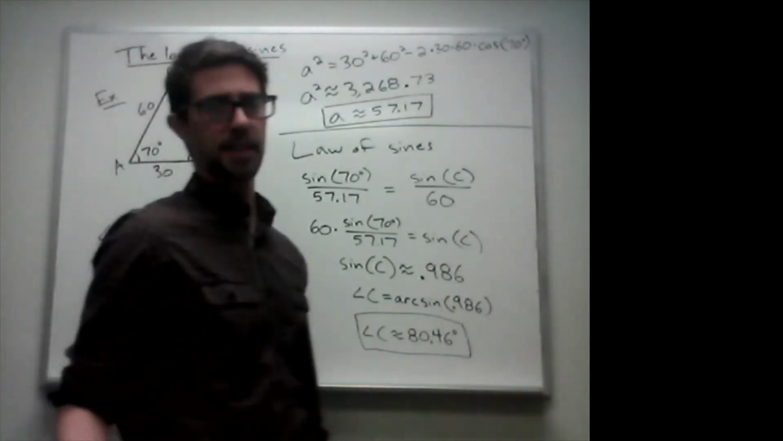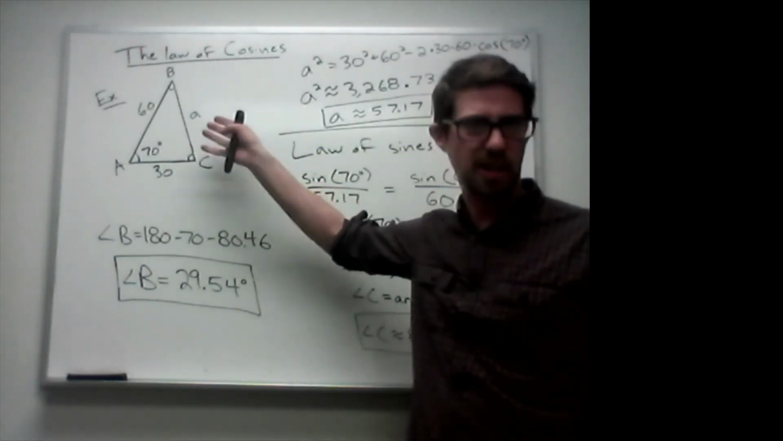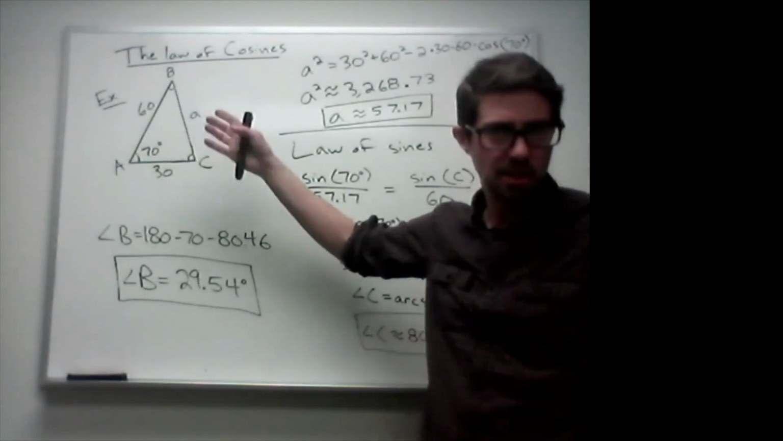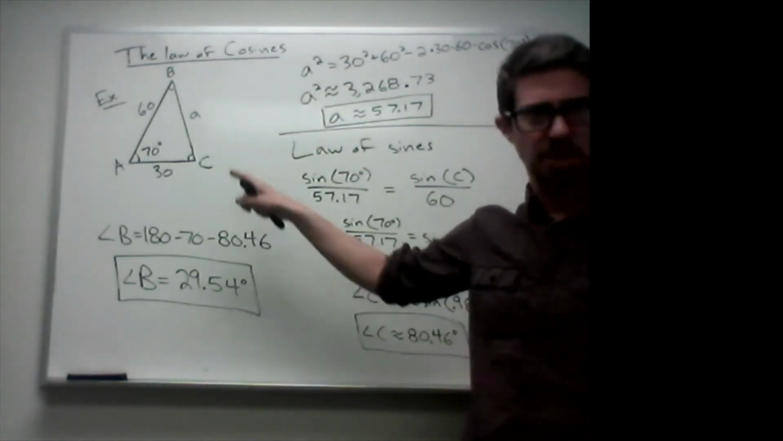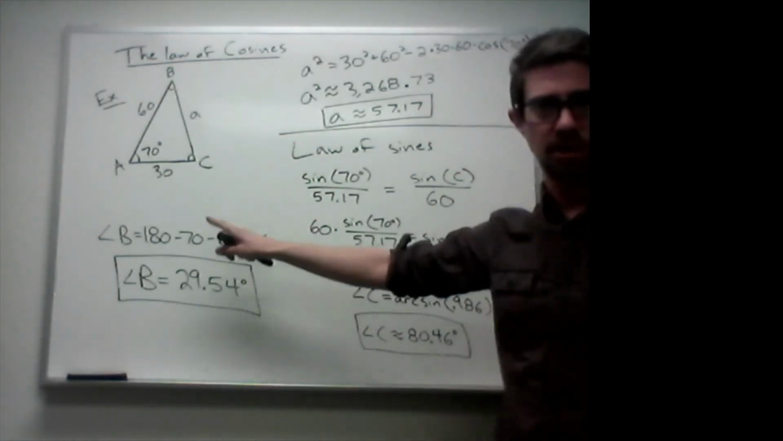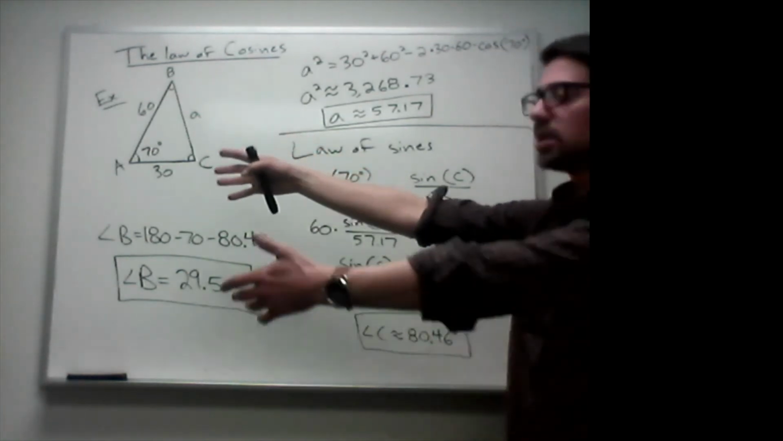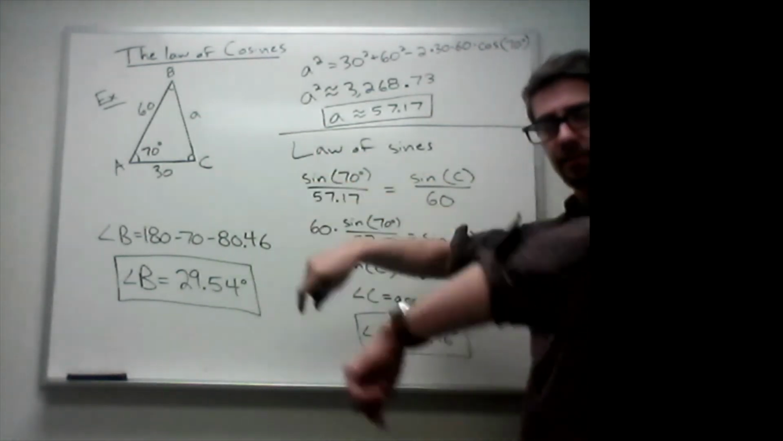All right, often on a test or something, I'll give you the basic triangle, and then I'll ask you, hey, just label the stuff once you find it. So I don't want to mess up our picture too much. You would just label this angle 29.54, you would label this angle 80.46, and you label this side 57.17, and then you would have solved the triangle, which was the whole point.